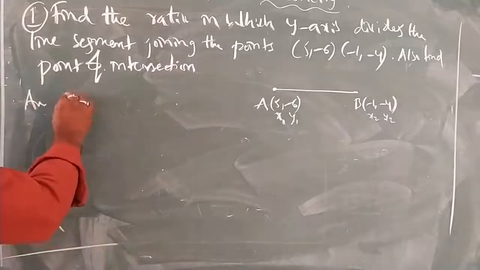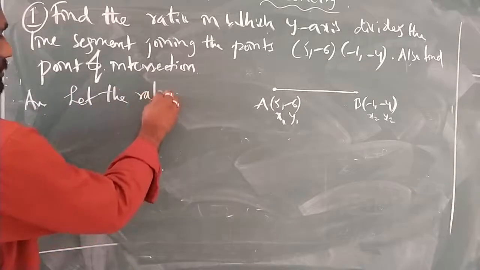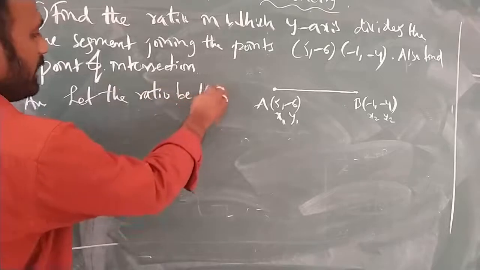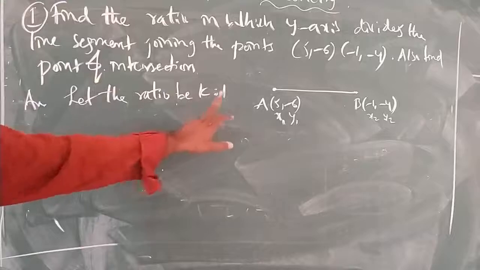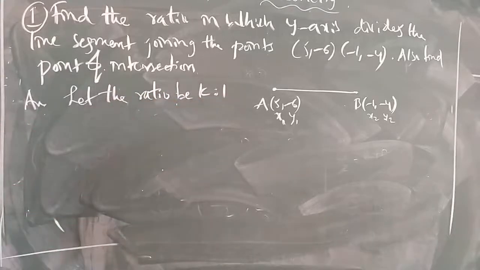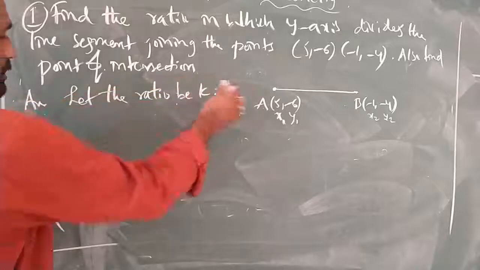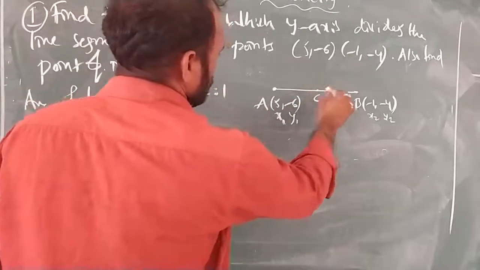So let the ratio be k is to 1. We can assume m1, m2 only, but to get the answer very easily we are assuming it as k is to 1. Now let us put this k is to 1 in our section formula. I am assuming that the ratio point is C.